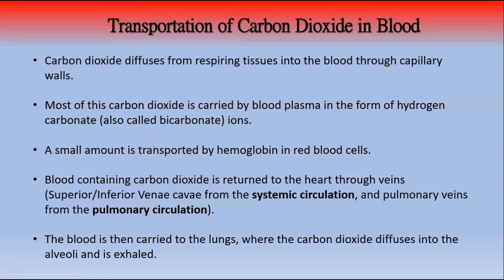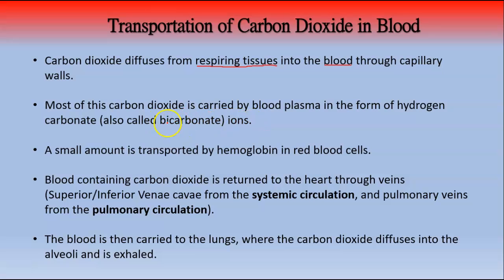So carbon dioxide diffuses from respiring cells, or cells of the body where respiration is occurring. Remember, carbon dioxide is a waste product of respiration. So the carbon dioxide would diffuse from the tissues into the bloodstream, and that would occur through the capillary walls. Now, most of the carbon dioxide is carried in blood plasma, in the form of hydrogen carbonate ions.